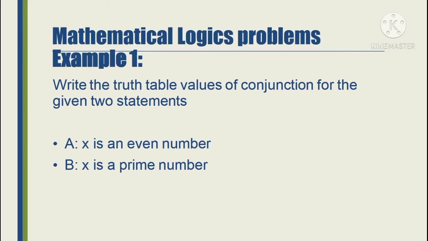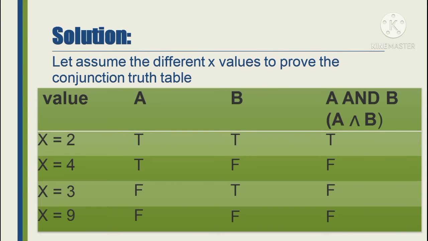So, paano ba yung truth tables nito? So, ang hinahanap natin is truth table values of conjunction. Truth tables of conjunction. So, let's assume different x values to prove the conjunction truth table. So, value natin is 2, 4, let x is 2, let x equals 4, let x equals 3, and x is equal to 9.